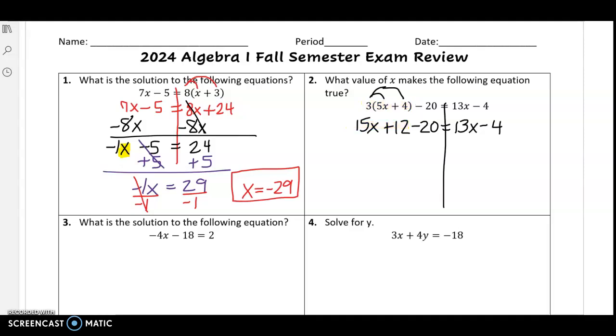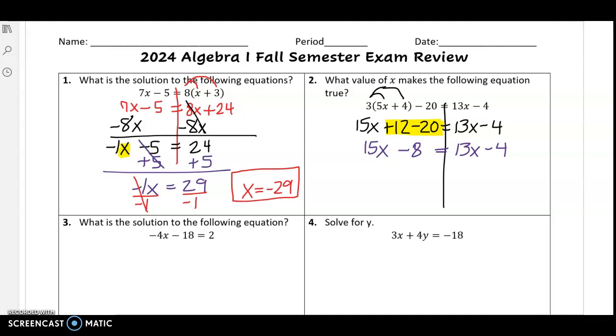Now, we do have some things on the left side that we can combine together. Neither of these numbers have x's with them, and they're both on the left side, so we can combine them. The 15x will remain the same. 12 minus 20 is negative 8. The right side we cannot combine because the 13 has an x with it and the 4 does not.